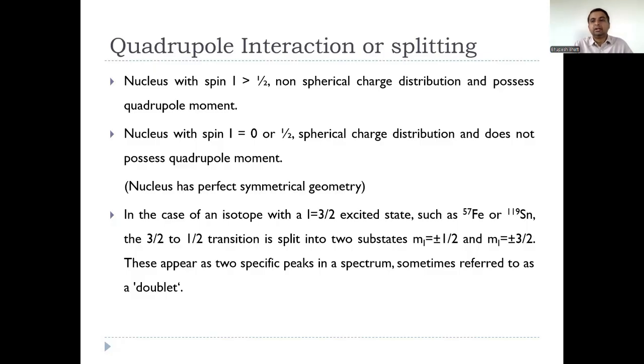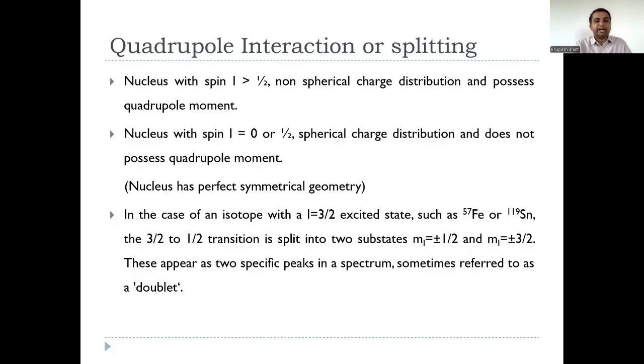In that case, the s electron density or the charge is distributed spherically symmetrically, means charge distribution is equal in all the directions. Okay, and that's why we can say that charge distribution is spherically symmetrical when the I value is either 0 or half. But if it is greater than half, that means the charge distribution is not spherically symmetrical. So how is it going to affect the number of signals and the position of this spectrum?